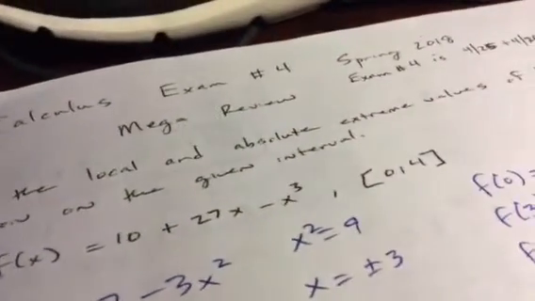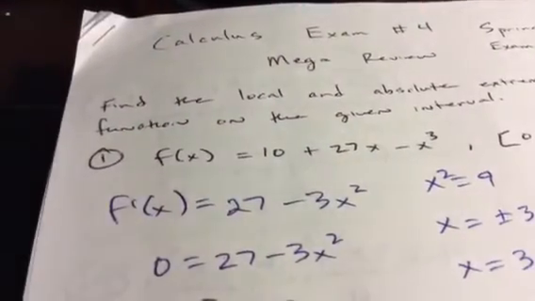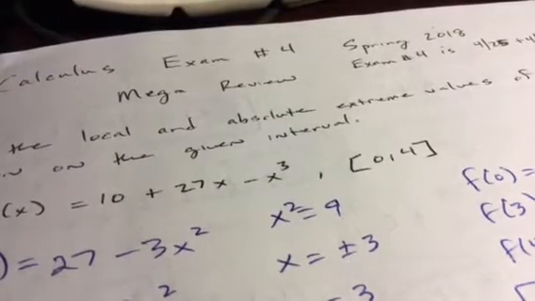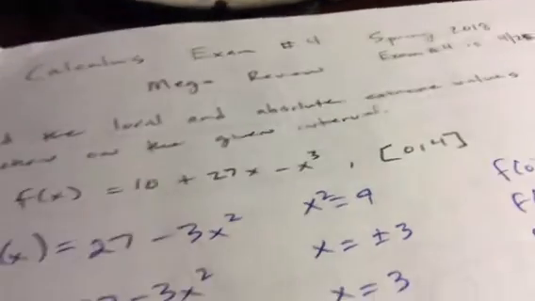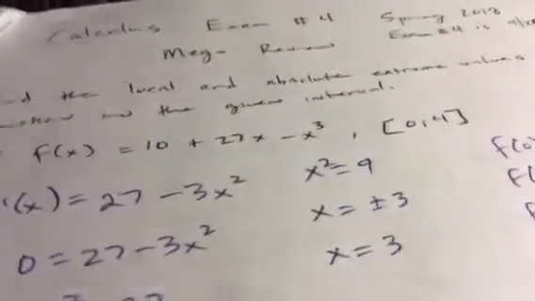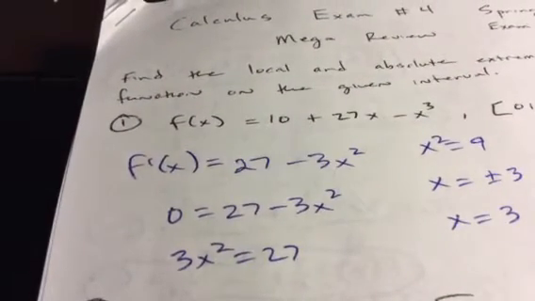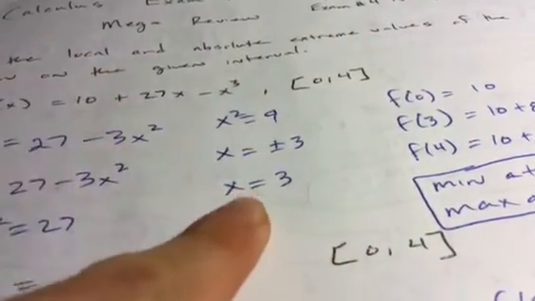Folks, find the local and absolute extreme values. Actually, on this one, we just did the local. We're going to find the local extreme values of each function on the given interval. Here's what we do, folks. You have to find the derivative. Remember, mins and maxes are when we go from increasing to decreasing or decreasing to increasing, so the derivative is 0. So find the derivative and set it equal to 0. We get plus or minus 3. Now, in the interval 0 to 4, it's only 3 that we'll check.